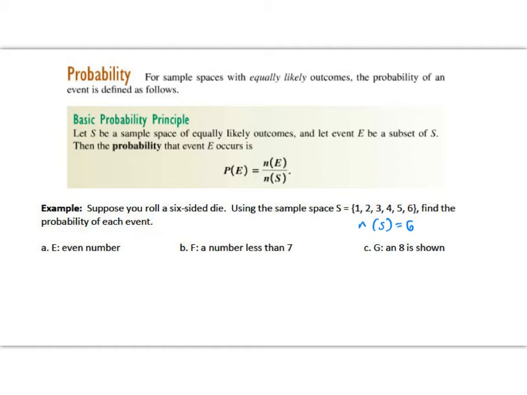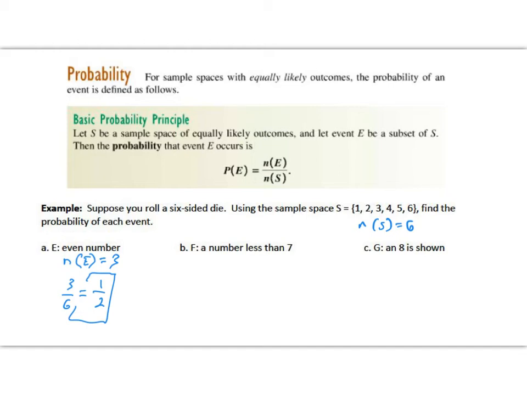And if event E is an even number, starting right over here, then the number of even numbers is 3. So the probability is going to be 3 over 6, and all day long and twice on Sunday, that reduces to 1/2. I mean, we really only want you to reduce your fractions on the days of the week whose names end in Y. Just on those days alone. Okay.